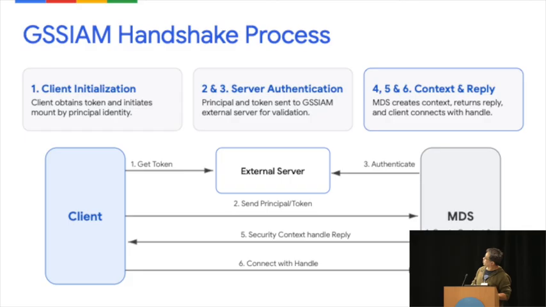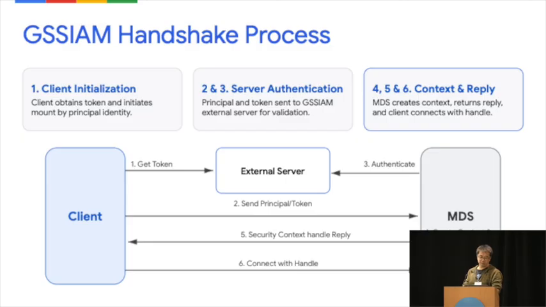And this is the GSS IAM handshake process. The first step is the client gets a token from the external IAM server: it sends a request and gets a token. Then during the mount process, it gets the token through the upcall from the kernel to user space. Once it gets the token, it sends the mount directory and the token to the MDS. The MDS will authenticate the token with the subdirectory to the external server again.